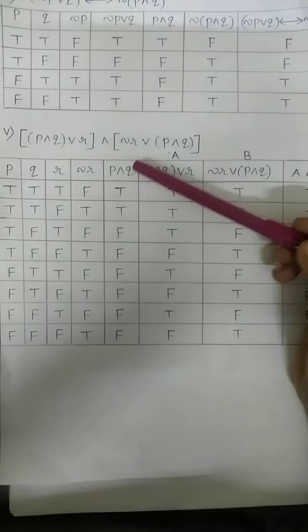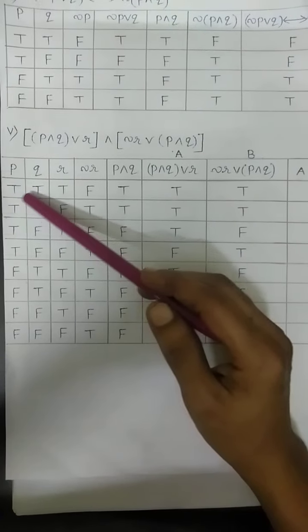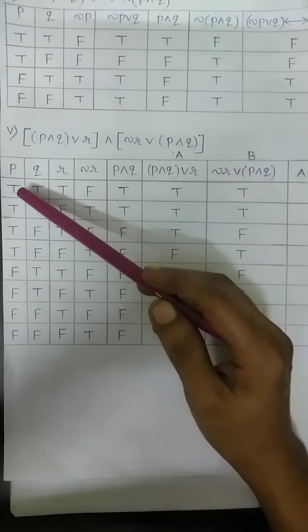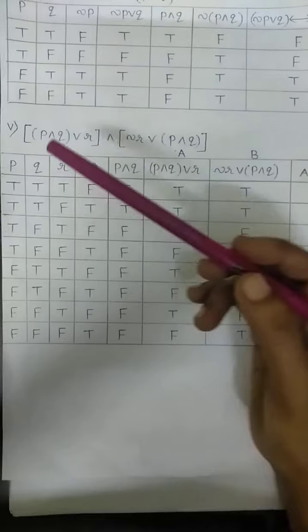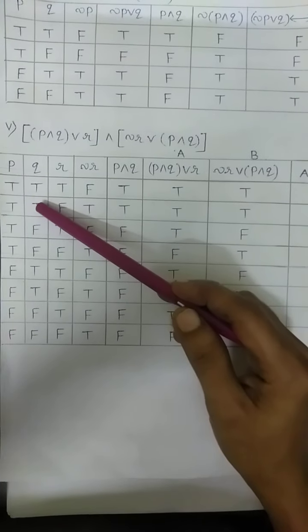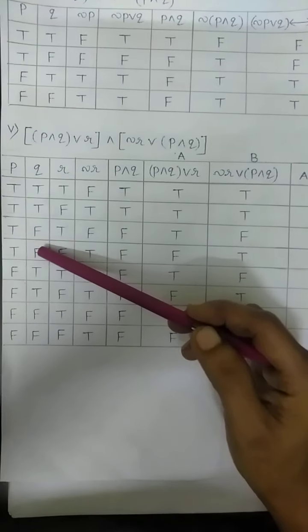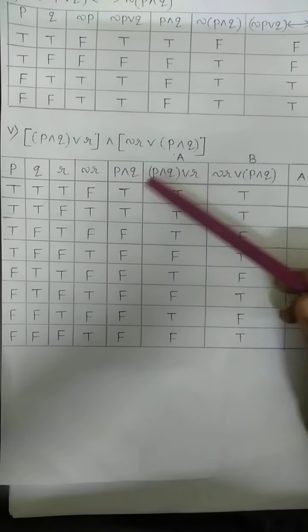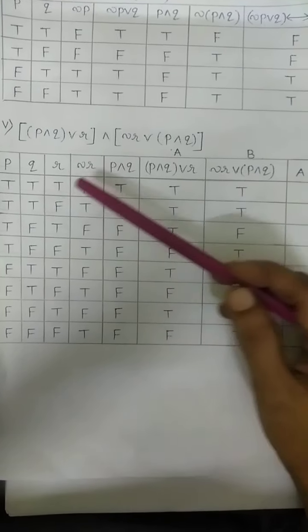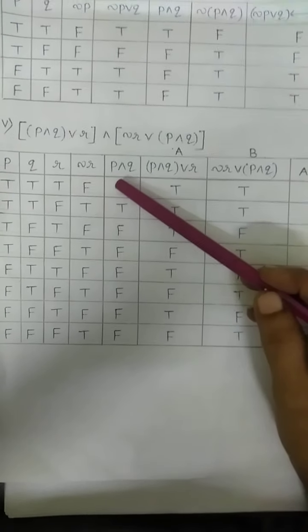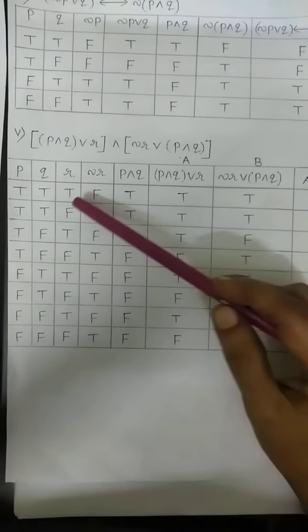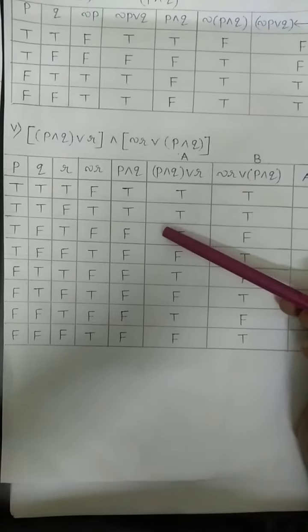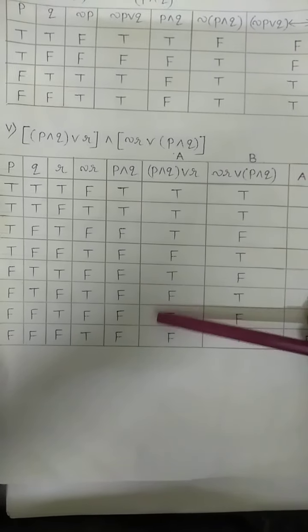Then P and Q: out of the two statements, if any one is false then the answer is false. So first will be true, true, then false, false, false, false, false, false. Then P and Q or R: if any one is true then the answer is true. By using that we will get T, T, T, F, T, F, T, F.